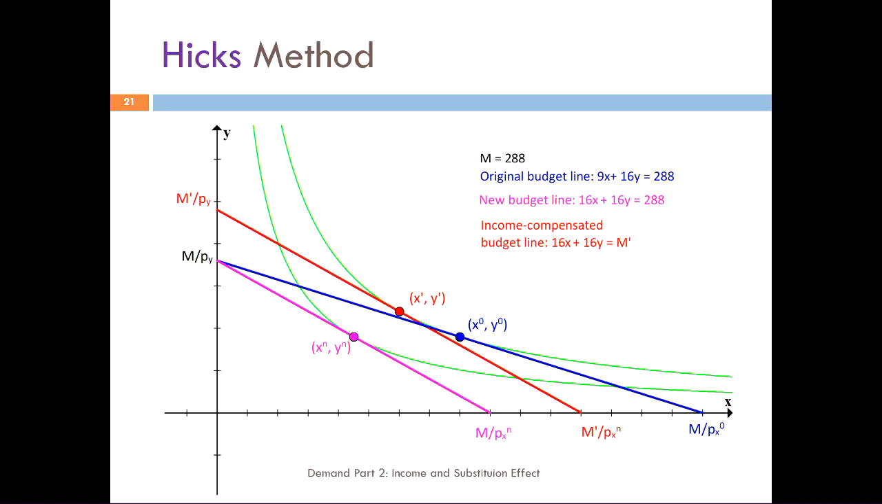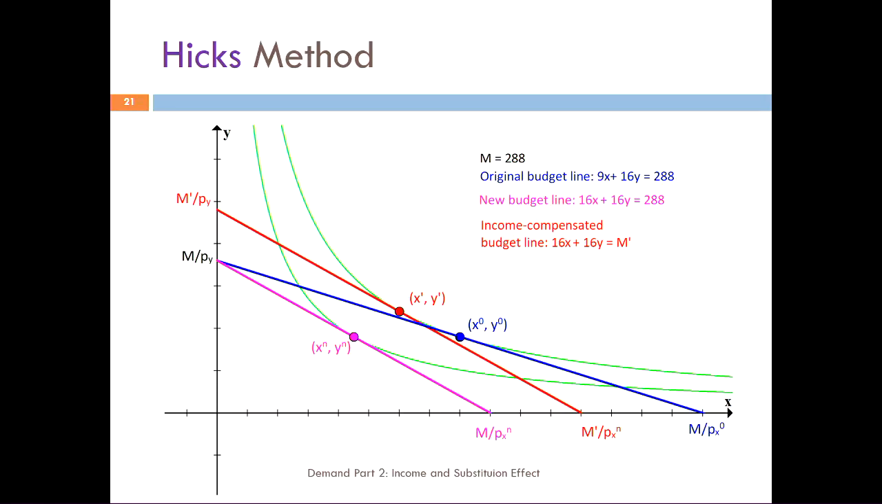And then we can see going from X prime to X n, that's the income effect, because we just have a parallel shift in the budget line. We're keeping the relative prices the same between the red budget line and the pink budget line. So there's no change in the relative price, no substitution effect. This is all just income effect. So that's how Hicks is going to separate out the substitution effect from the income effect. You just take the new prices and give them enough nominal income, m prime, such that at the new prices, they can consume a bundle that puts them on the same indifference curve as the original bundle, that is, have the same utility as the original bundle.